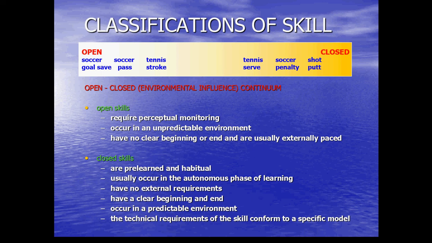An example of an open skill would be a football goalkeeper saving the ball. An example of a closed skill would be a shot put. In fact, if it was a shot put in practice by an elite performer, that would make it even more closed. Even indoor would make it closed again, just to take away any kind of external influences that might be upon it.